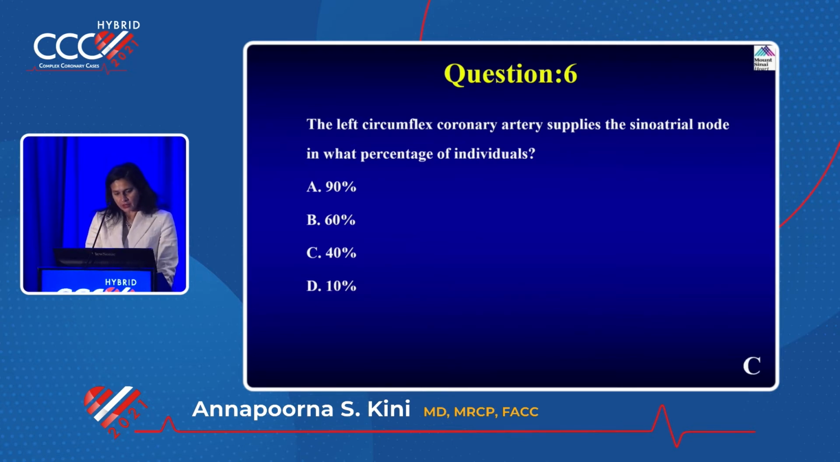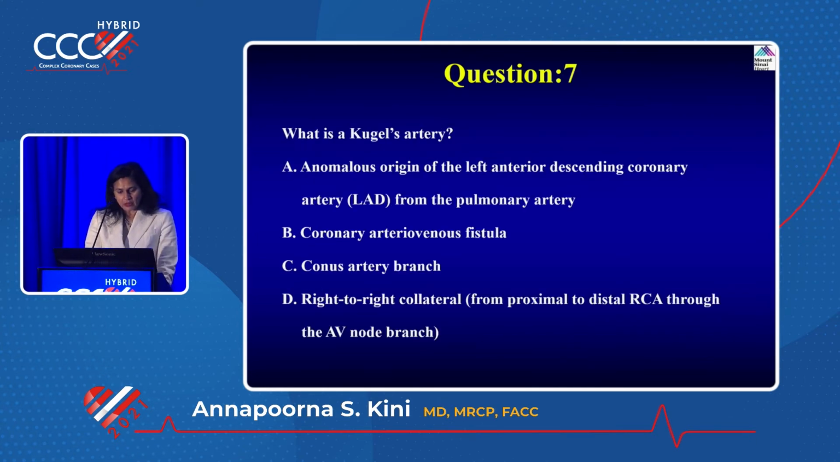See, RCA 60, remember that? Okay, they could ask the other way around also. Okay, what was the artery I mentioned to you guys? I did not mention this artery, the circle of Vieussens. So that is from the sinoatrial nodal branch. Yeah, septal is a circle. Kugel's artery, anybody knows? Okay.